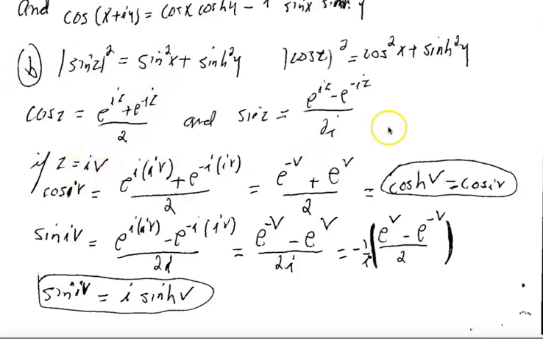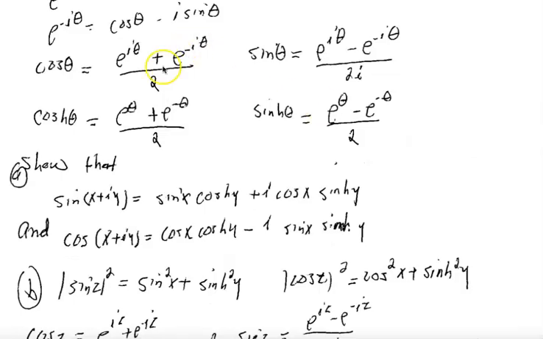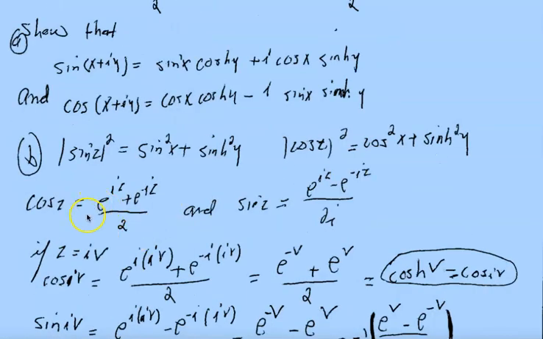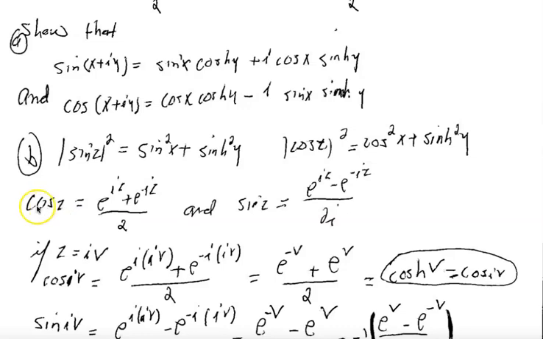Okay, so let me go on and collect some more identities that I'm going to need. The first one I'm going to get is back here. I'm going to use this, whereas you typically see it where theta is real. The same is true when theta is complex right here. The cosine of z is equal to e to the iz plus e to the negative iz over 2. There's a negative sign there. And the sine of z is equal to e to the iz minus e to the negative iz over 2i.